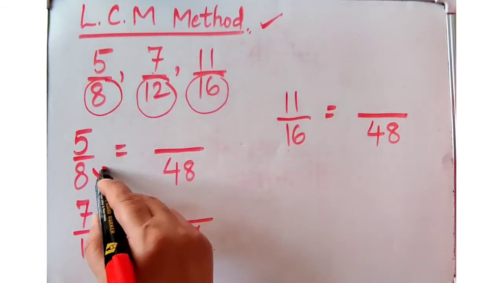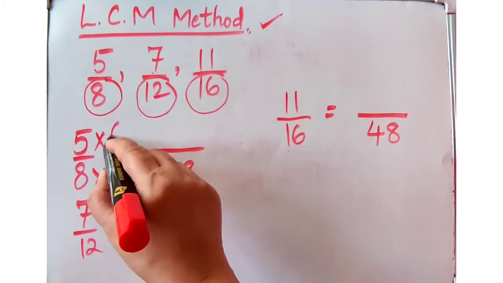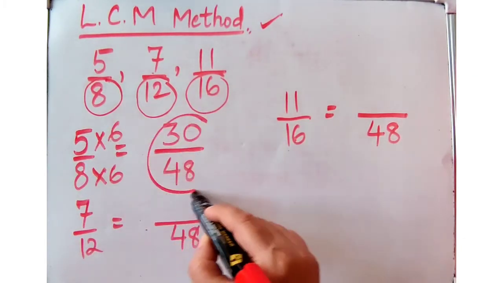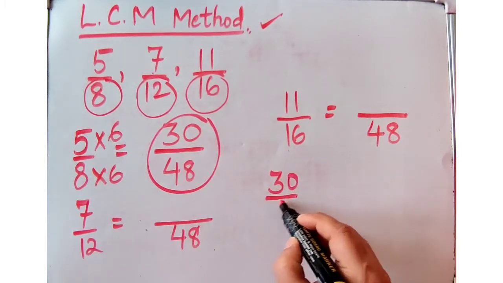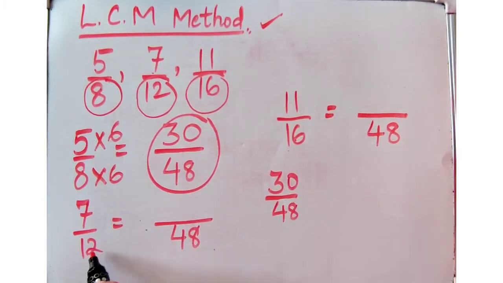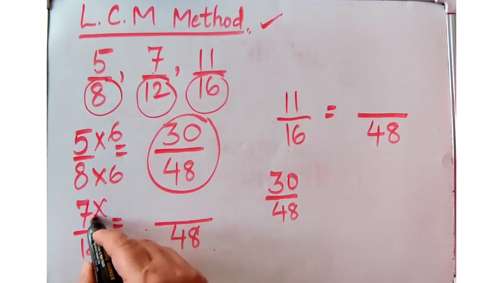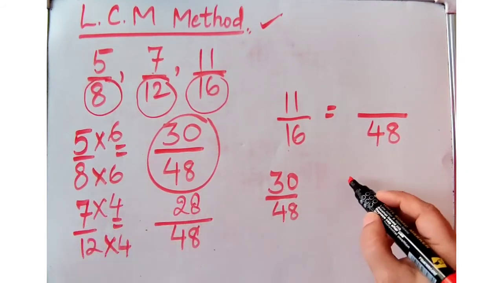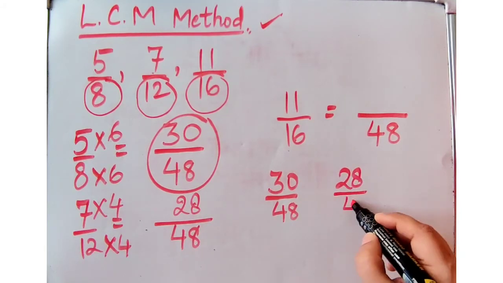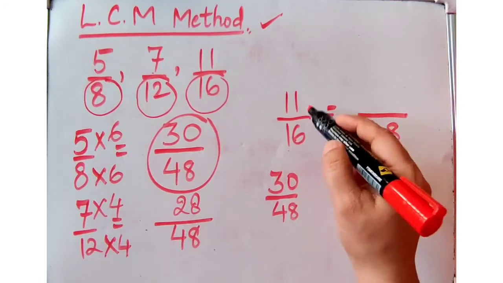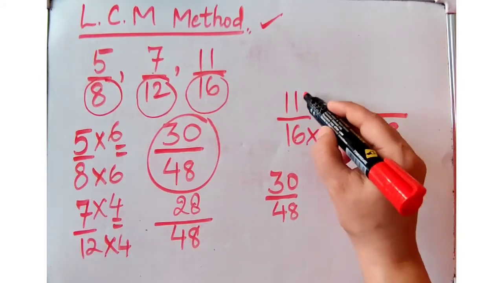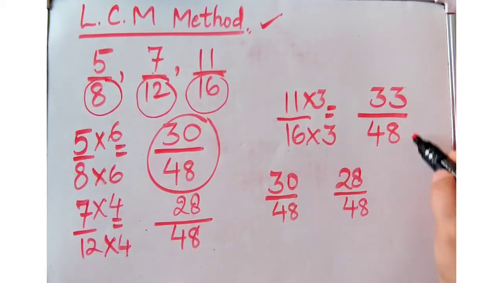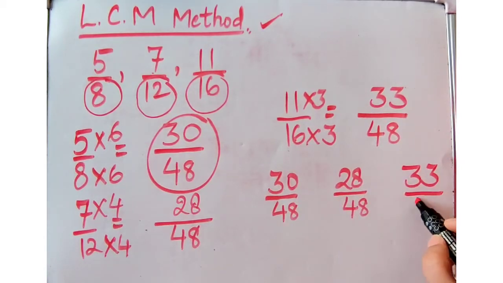I know 8 6s are 48. Therefore, 5 into 6 will be 30. So, 5 by 8 is equivalent to 30 by 48. Similarly, 12 4s are 48. Therefore, 7 4s are 28. So, 7 by 12 is equivalent to 28 by 48. And 16 3s are 48. Therefore, 11 into 3 will be 33. Therefore, 11 by 16 will be equal to 33 by 48.